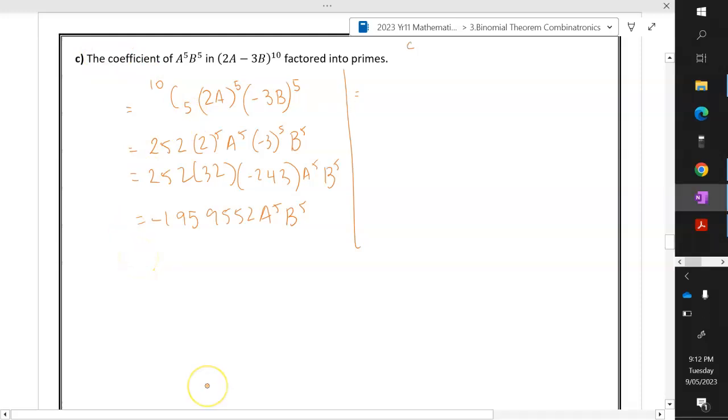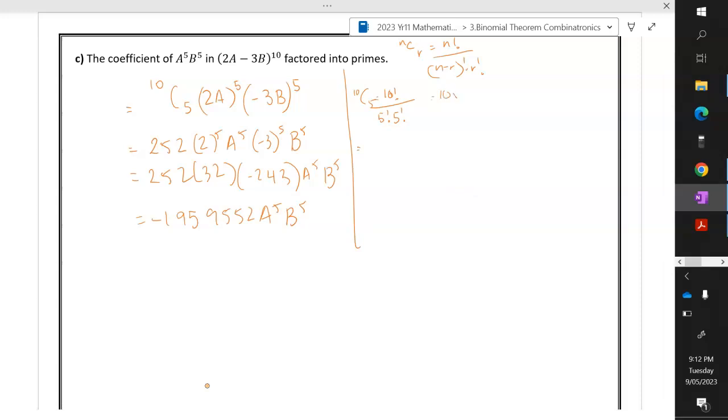So remember what nCr is: n factorial on n minus r factorial r factorial. So 10C5 is going to be 10 factorial on 10 minus 5 factorial, which is 5 factorial, 5 factorial. So that's what our 10C5 is. So the solution that we want to write is going to need to have that in it.